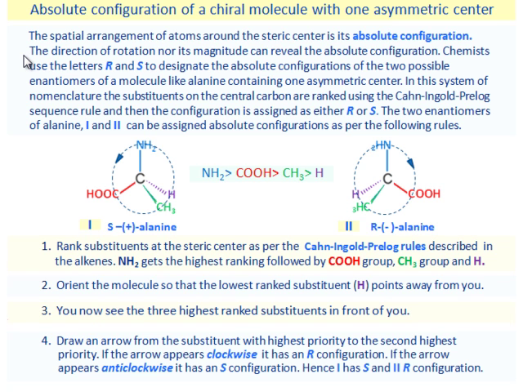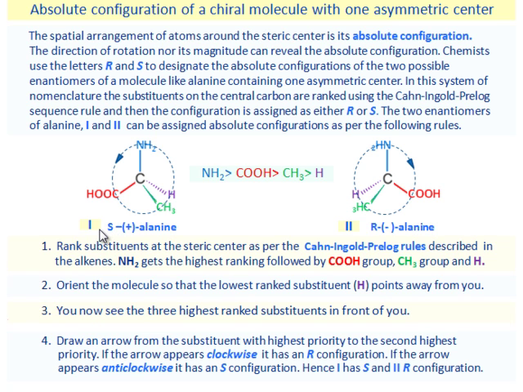Chemists use the letters R and S to designate the absolute configuration of the two possible enantiomers of a molecule like alanine containing one asymmetric center. In this system of nomenclature, the substituents on the central carbon are ranked using the Cahn-Ingold-Prelog sequence rule, and then the configuration is assigned as either R or S.